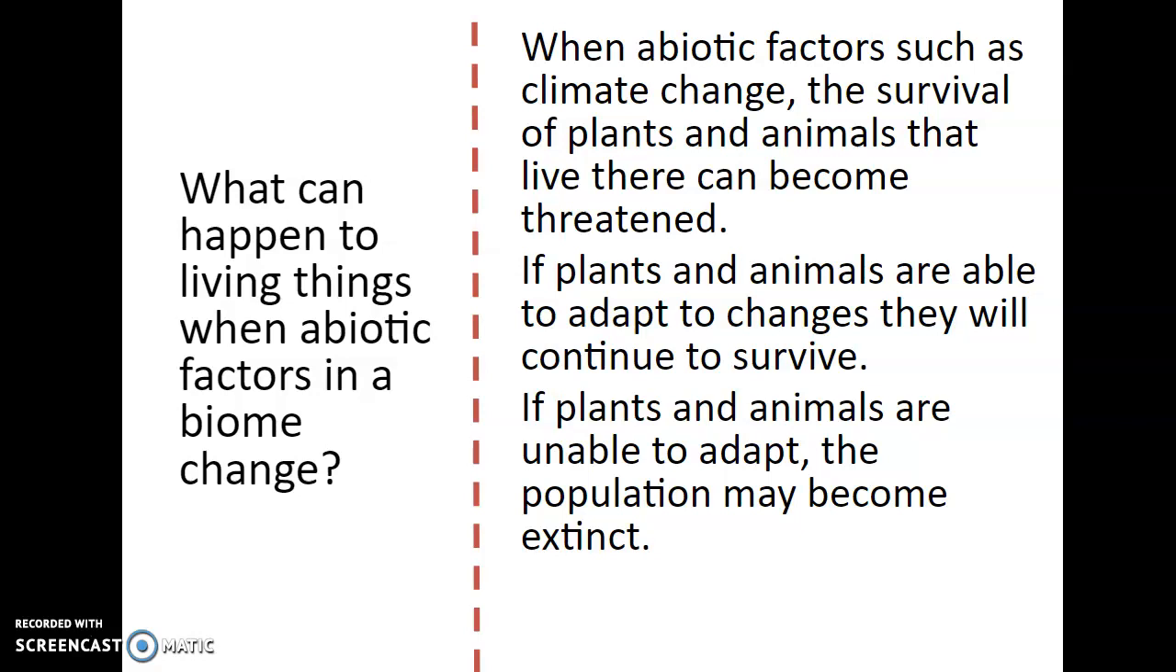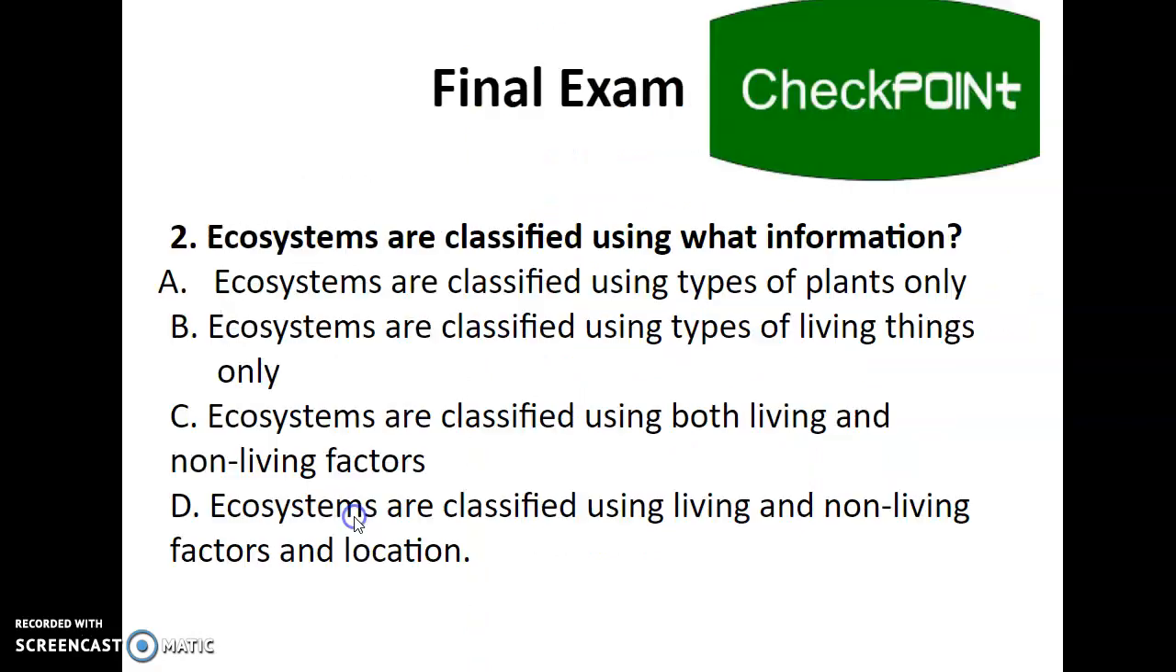So if plants and animals are able to adapt to changes, they will continue to survive. So for example, if it got really cold in the United States, but we were able to adapt to that, maybe we wore coats more often or something like that, we would be able to survive. But if animals and plants are unable to adapt, the population may become extinct. So if we go back to our example with koalas, koalas are now functionally extinct because they were unable to adapt to the wildfires. I mean, who really could? It was so hot in Australia. So that's just another example.